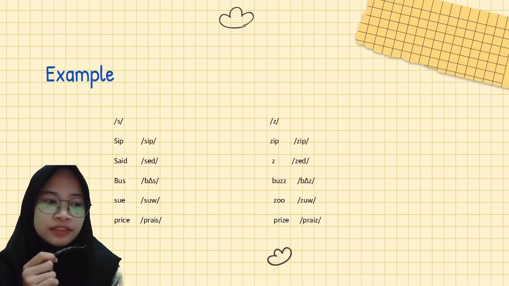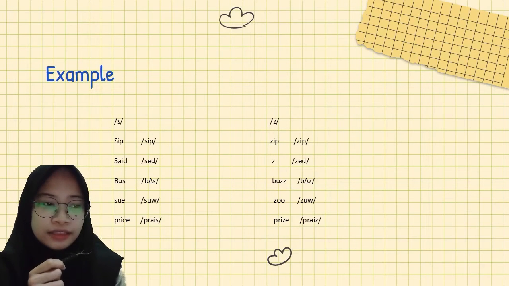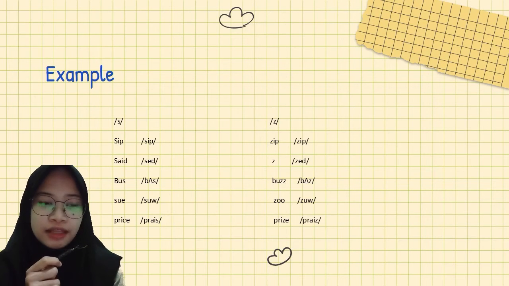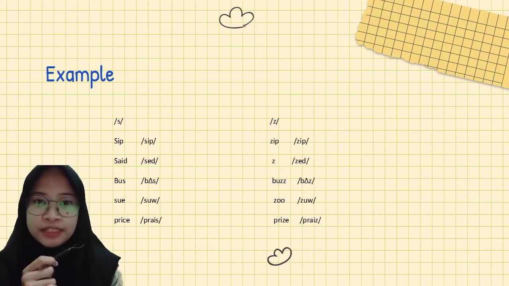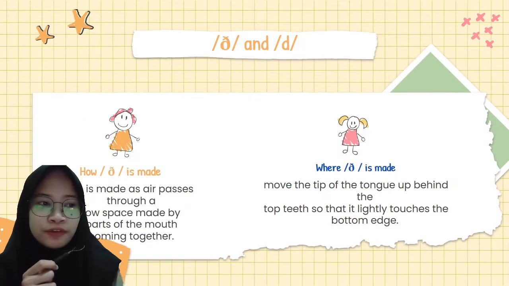For example, the s sound first: sit, sat, bus, sue, and price. And for the z example, there are zip, zat, buzz, zoo, and prize. Next, move to the fourth one.